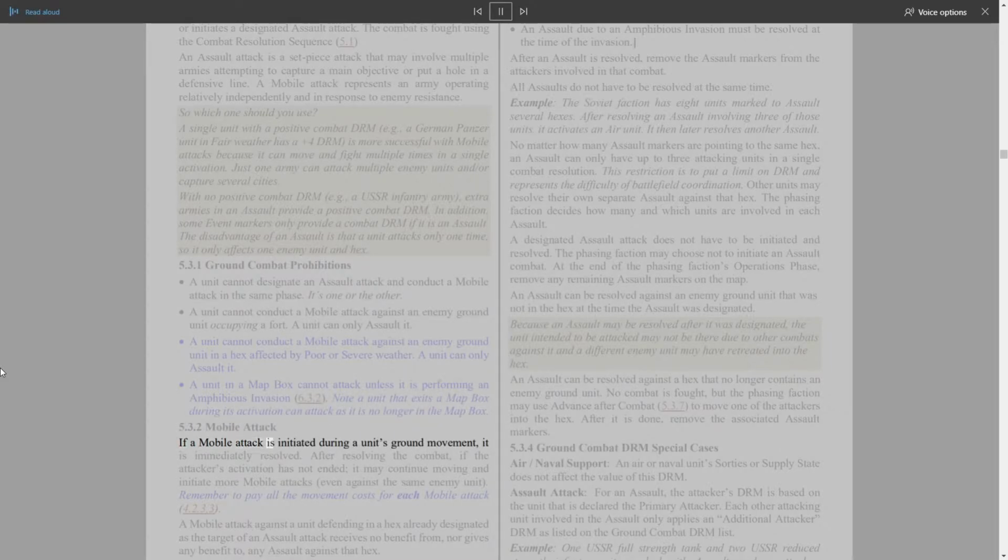5.3.2 Mobile attack. If a mobile attack is initiated during a unit's ground movement, it is immediately resolved. After resolving the combat, if the attacker's activation has not ended, it may continue moving and initiate more mobile attacks, even against the same enemy unit. Remember to pay all the movement costs for each mobile attack, 4.2.3.3. A mobile attack against a unit defending in a hex already designated as the target of an assault attack receives no benefit from, nor gives any benefit to, any assault against that hex.